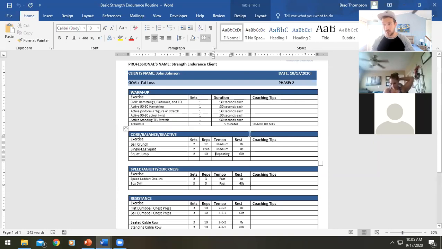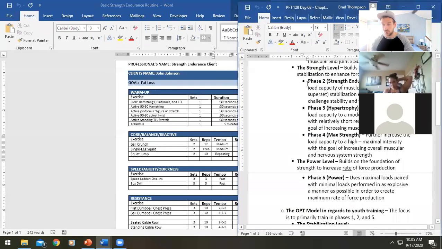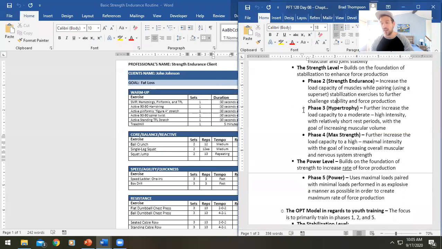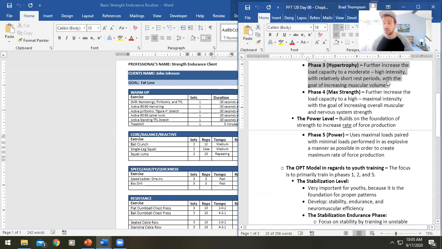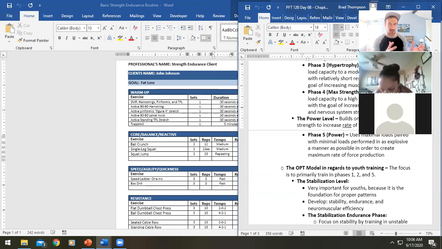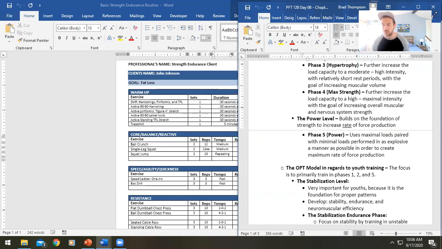So I know we're not going back to the PowerPoint just yet, but I do want to go back to the notes really quickly. So take a look here at our client in phase 3. This is hypertrophy, right? So let's say your client finishes up strength endurance, and now they're moving into the hypertrophy phase of training, right? So we're going to further increase the load capacity, moving into high intensity with relatively short rest periods, which means, honestly, it's not that high intensity, right? It's not like it's high intensity, but it's not maximal intensity, right? Like it's high in the sense that your body goes, holy crap, I need to get stronger, right? But it's not like super high intensity. With the goal of increasing muscle volume.